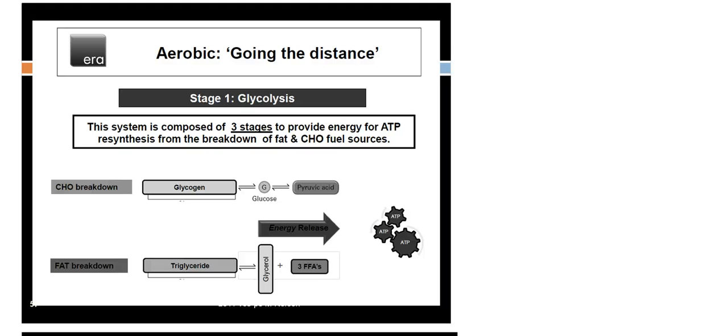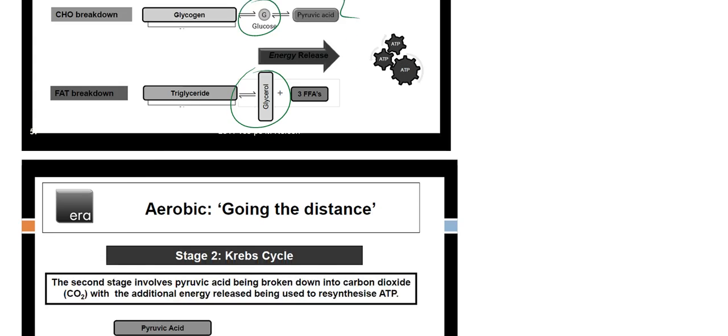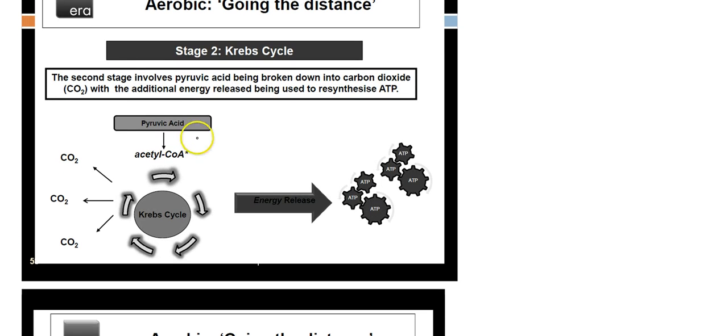A couple of slides from ERA that look at this as well. So here we're looking at glucose being broken down, resulting in pyruvic acid, glycerol being broken down as well, 2 ATP here, the glycerol entering the Krebs citric acid cycle, and our pyruvic acid entering the Krebs citric acid cycle, releasing enough energy to resynthesize another 2 ATP.